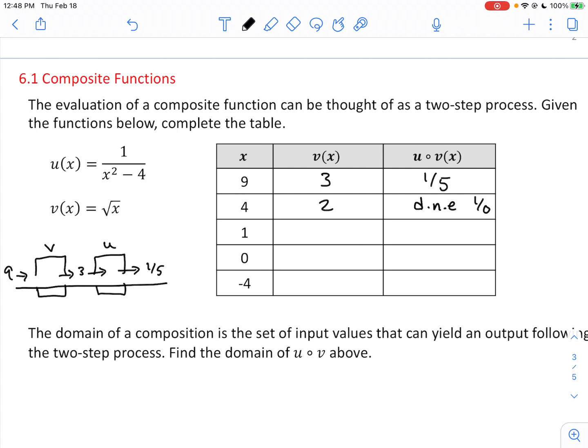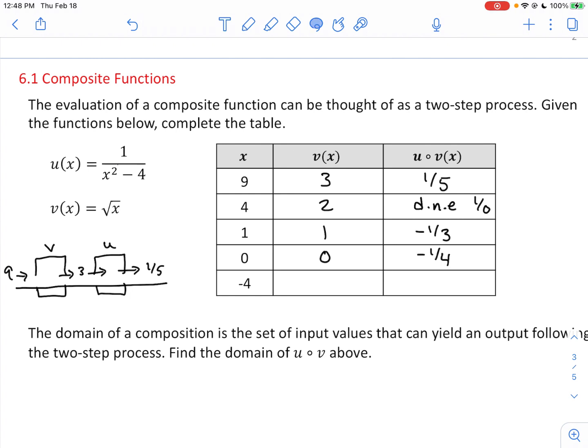Let's try 1. Plug 1 into the v function. Radical 1 is 1. Now try to plug 1 into the u function. Not a problem. We get 1 over negative 3, so we get negative a third. So 1 made the two-step journey. How about 0? Plug 0 in. Can you do the square root of 0? The answer is yes. V will turn 0 into 0. And then can 0 be plugged into the u function? The answer is yes. You get negative 1/4.